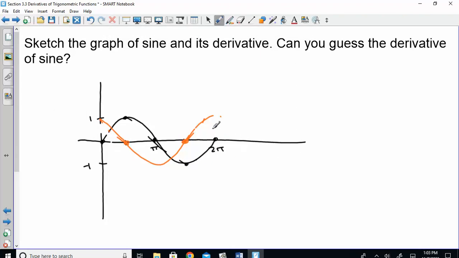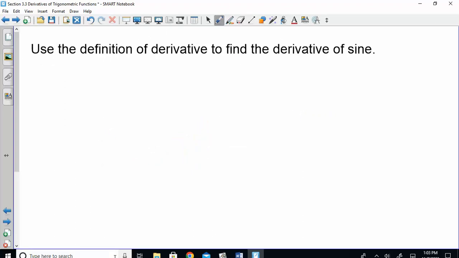This black one is my sine graph. If we kept continuing, this orange one is actually my cosine graph. So based on that graph, we think the derivative of sine might be cosine. Let's use the actual definition and see if it works.